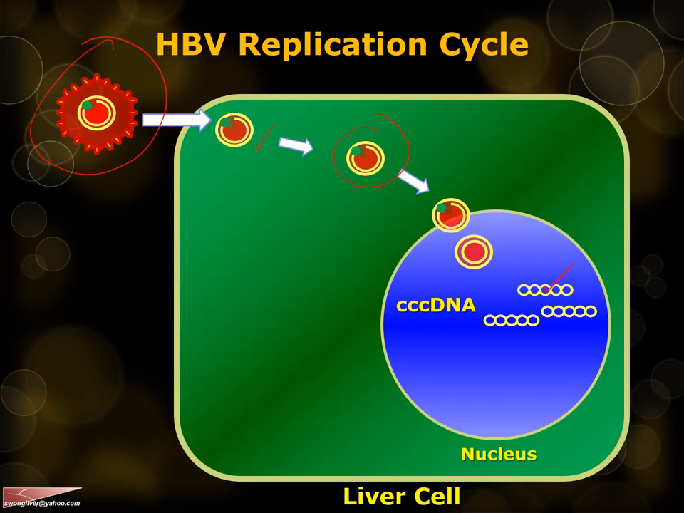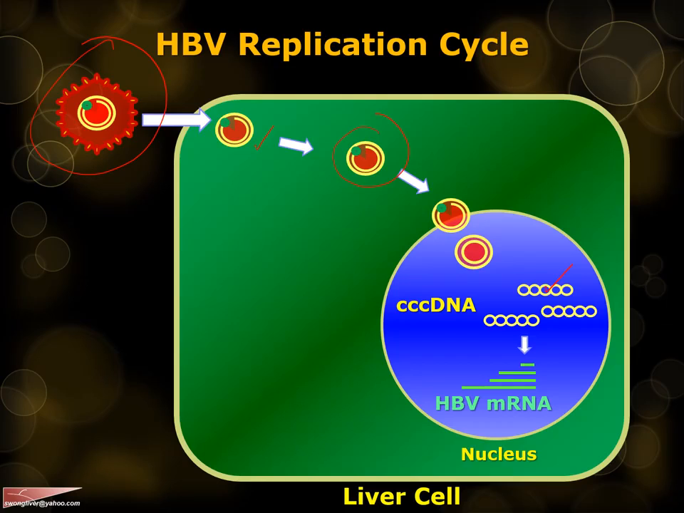Why is this important? The cccDNA is really responsible for hepatitis B being very hard to eradicate from your liver. Why? Because the cccDNA is really not recognized by your immune system. So it's very innocuous to your immune system. So that allows the hepatitis B to continue to replicate and infect other cells.